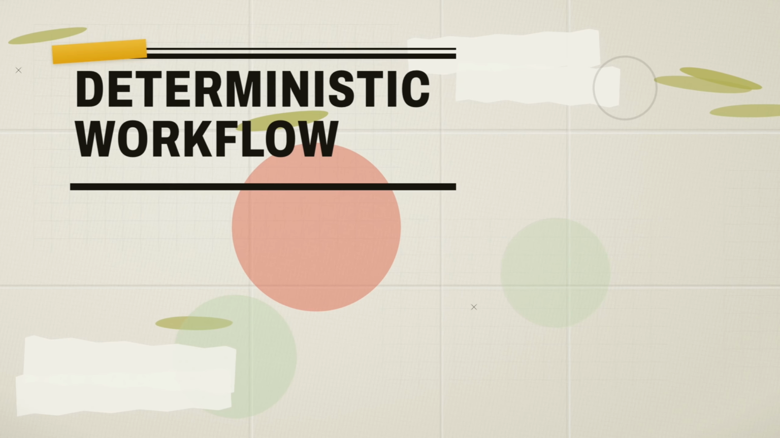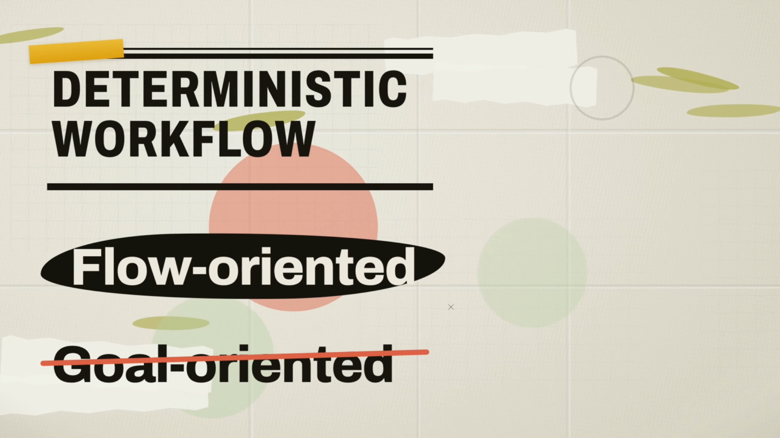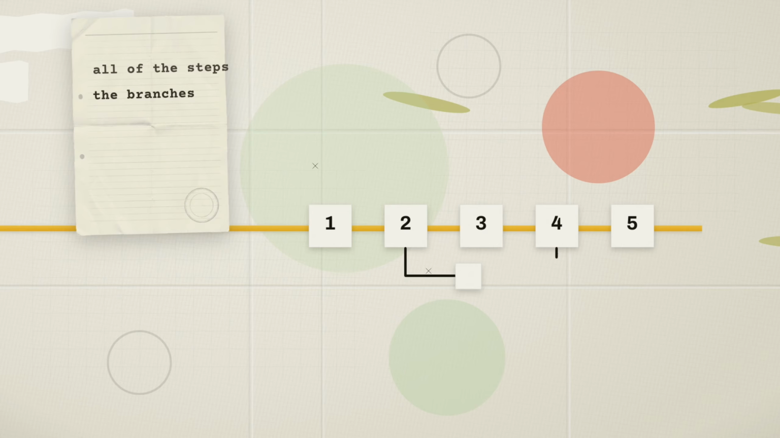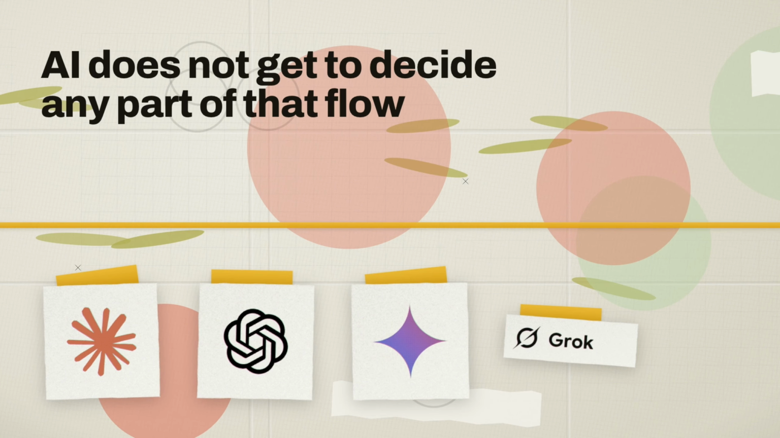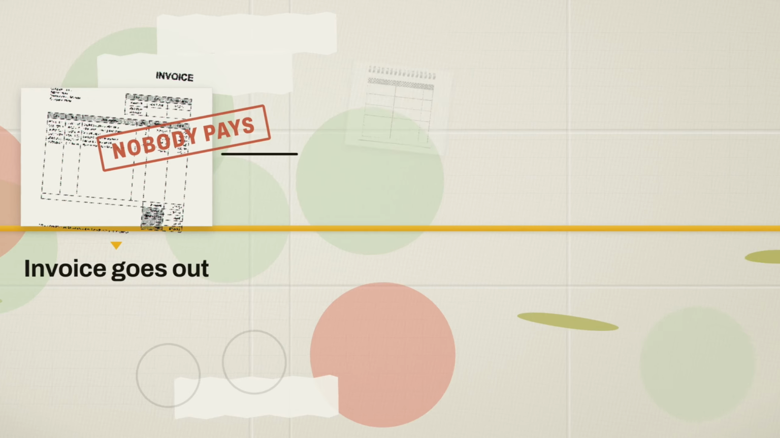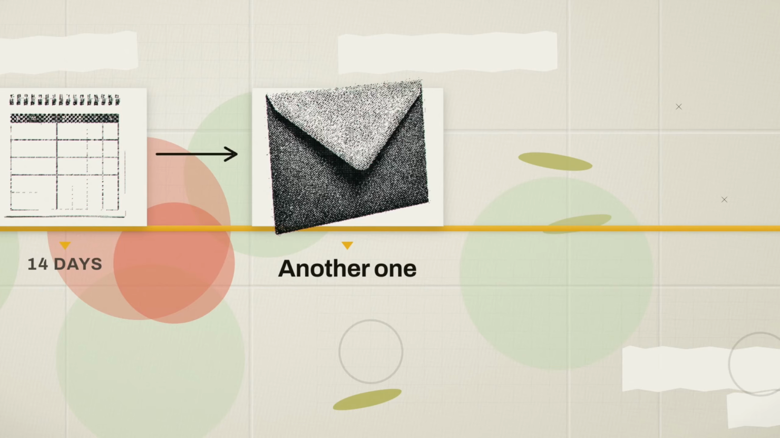Deterministic workflow means we create a process that is flow-oriented towards our systems and that is not goal-oriented. What that means is that we decide all of the steps and all of the branches before anything runs, and AI does not get to decide any part of that flow. This is like when the invoice goes out for your client and nobody pays you in 7 days, so then a reminder goes out, and at 14 days another one goes out if they haven't paid yet.